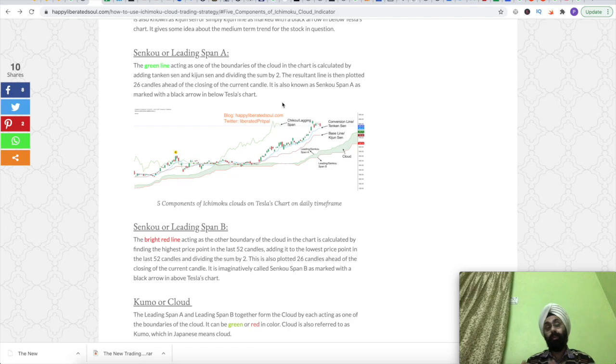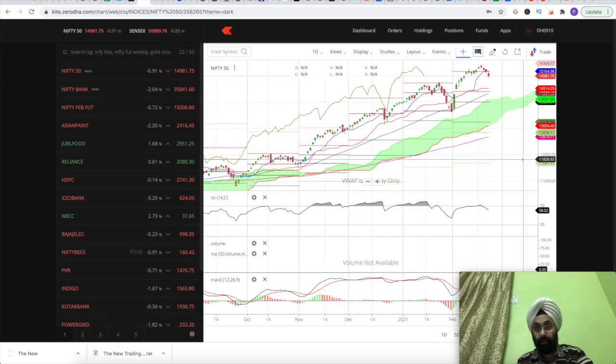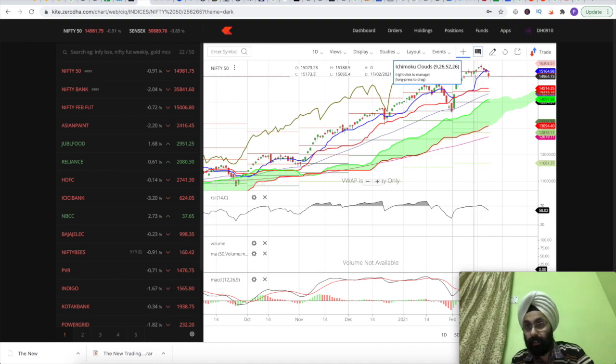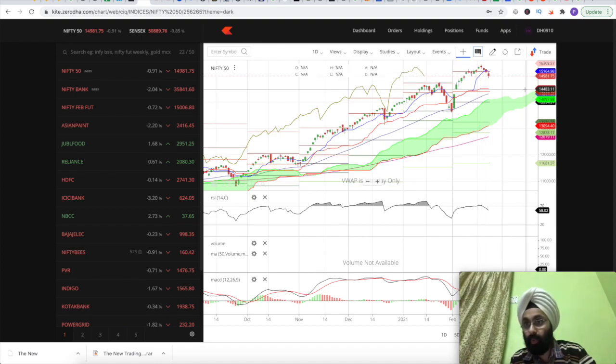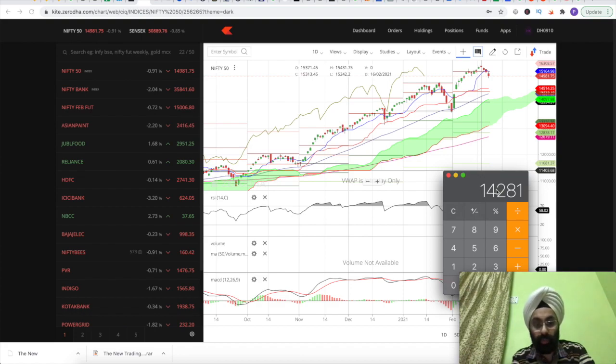So it will be plotted like 26 trading days ahead of the current candle. So let me explain with the help of the calculation. This is the Nifty 50 chart, and the current value of Tenkan-sen, this blue line, for the last trading day is 15,164.